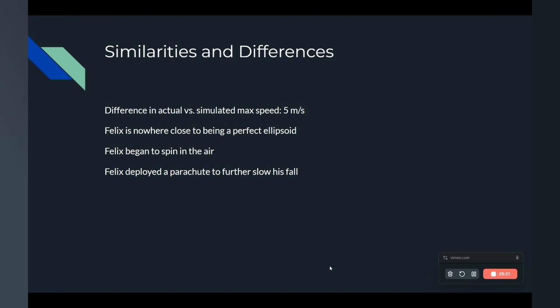So similarities and differences. In actual versus simulated, max speed was off by only 5 meters per second. I say that's pretty accurate. Felix is nowhere close to being a perfect ellipsoid. He is a man in a spacesuit, and that is just not anywhere close to being perfectly elliptical, or ellipsoidal. Felix also began to spin in the air, and at the end he deployed a parachute just to slow his fall.